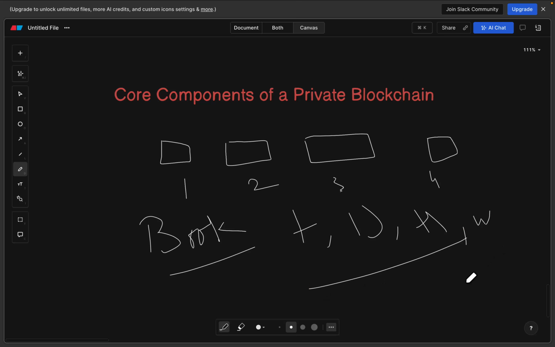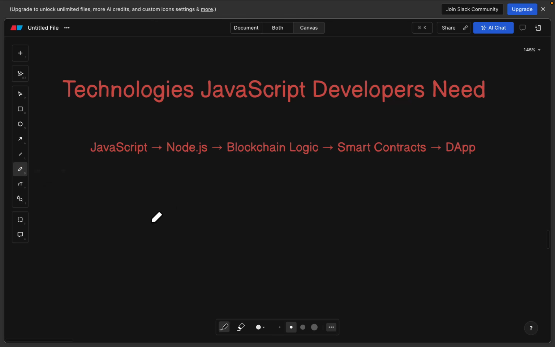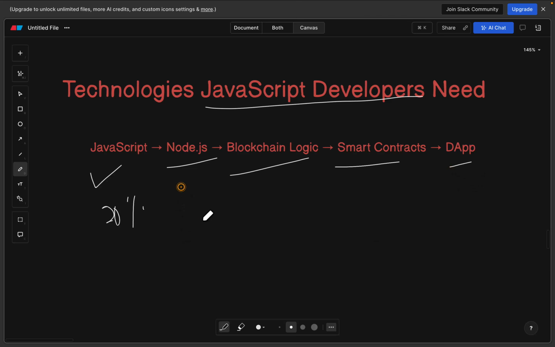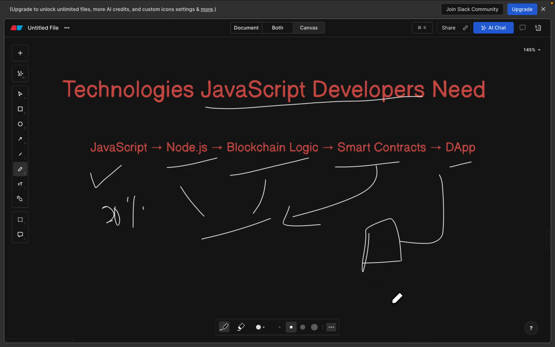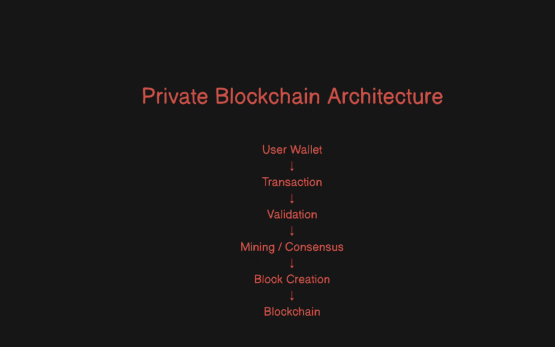Now let's come to the third stage, the technology JavaScript developers need. If you are a JavaScript developer, here is the good news for you. You can build most blockchain systems without leaving the JavaScript ecosystem. Here is the technical stack you can use to build your own private blockchain. We have Node.js, the JavaScript ecosystem which we can use to build backend services. We have JavaScript classes for creating blocks, wallets, and the transaction system. We have crypto libraries for hashing and generating signatures. Express can be used to create API endpoints for the backend server.